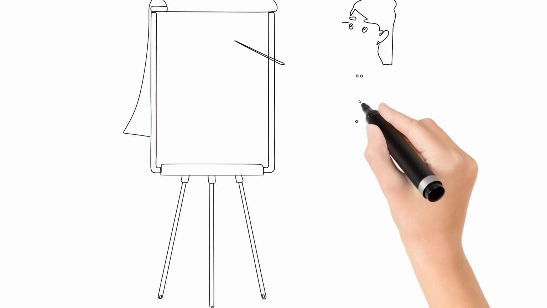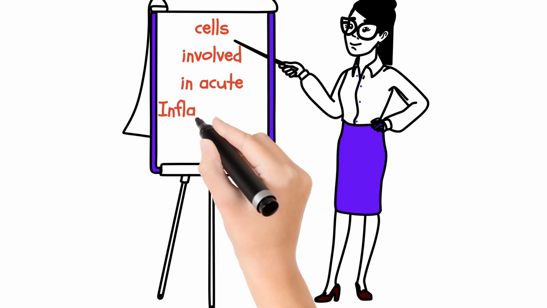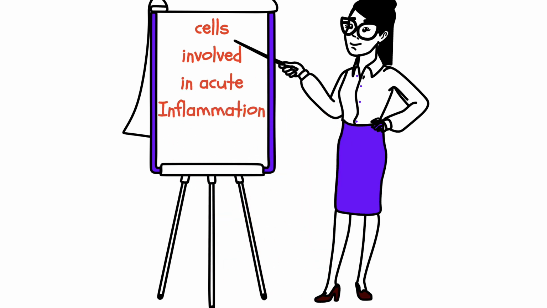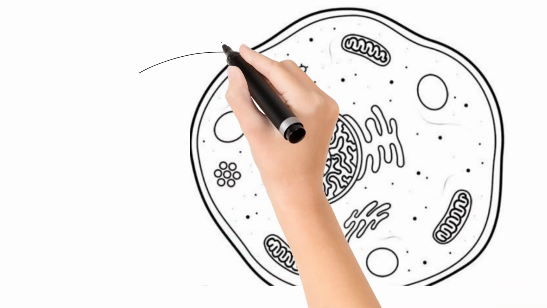Okay guys, in today's video I'll briefly talk about the various cells involved in acute inflammation. But before I start, I would like to refresh our memory on what the structure of a typical animal cell looks like. So this is an animal cell.